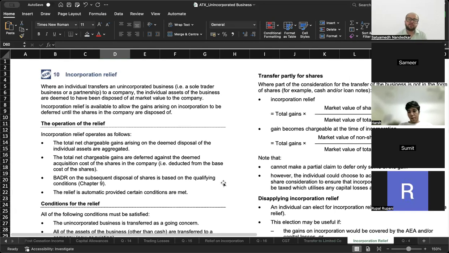Then incorporation relief, where an individual transfers an unincorporated business to a company, the individual assets of the business are deemed to have been disposed of at the market value to the company. And how does the incorporation relief work? The total net chargeable gains on the deemed disposal of the individual assets are aggregated, and the total net chargeable gains are deferred against the deemed acquisition cost of shares in the company.